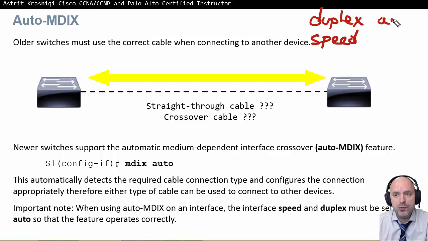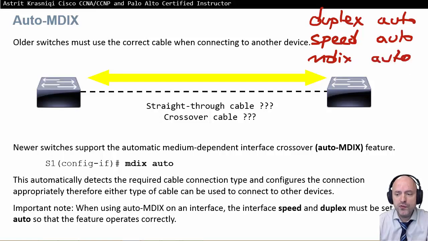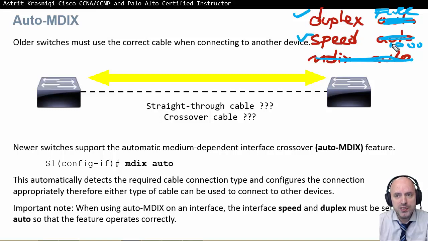So duplex has to be auto and speed has to be auto. And then the MDIX, it's auto. It's fine. It will work. For some reason, if somebody changes the duplex, for example, from auto and makes it full, or maybe changes the speed to 1000 megabits per second, then the MDIX will fail. So the MDIX requirement is duplex to be auto and speed to be auto. As soon as you change the duplex and speed, the MDIX will fail as well.